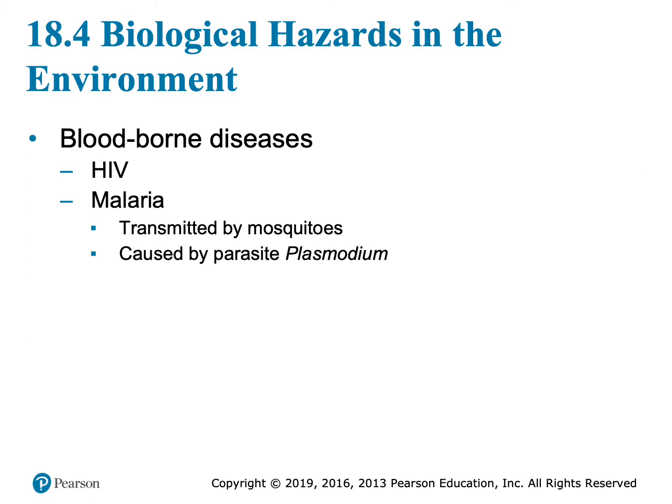Bloodborne diseases. This includes HIV and malaria, which is transmitted by mosquitoes. HIV and AIDS is acquired by sexual contact, or in the case of drug users, sharing needles. And that's usually a popular one and a really scary one that's always going on.